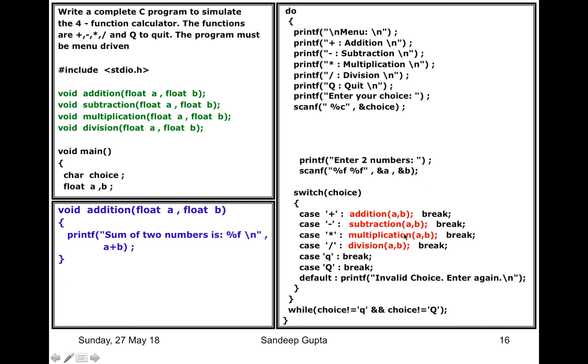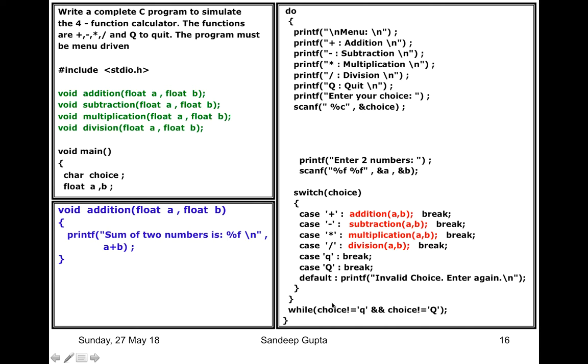So from here the compiler will jump to function multiplication, and inside function multiplication there will be a statement like this: printf product of two numbers is %f, and instead of a plus b we'll have a into b. And from function multiplication, again the compiler comes over here. Again break executes. So when break executes, the switch terminates. When switch terminates, we come back over here.